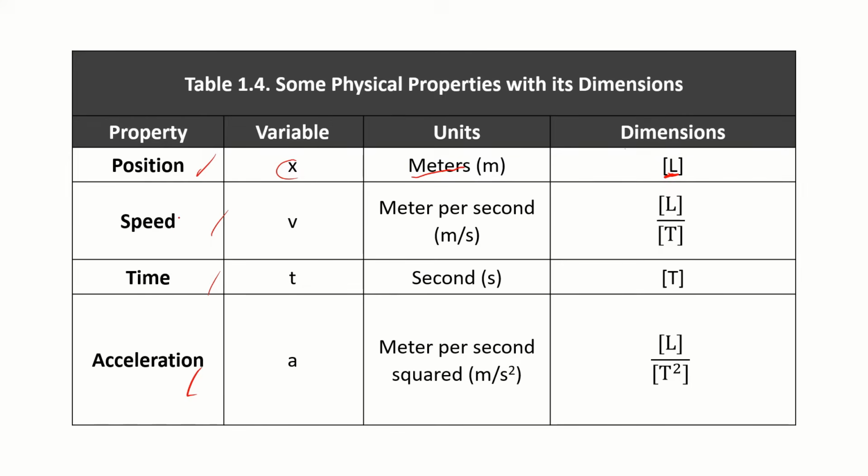So, yung dimension naman is speed. Speed is defined as distance divided by time. So, therefore, meron tayong meter per second as the standard unit. And meter is a measure of length, and second is a measure of time. And for acceleration, meter per second squared. So, we have here length divided by T squared, time is squared.